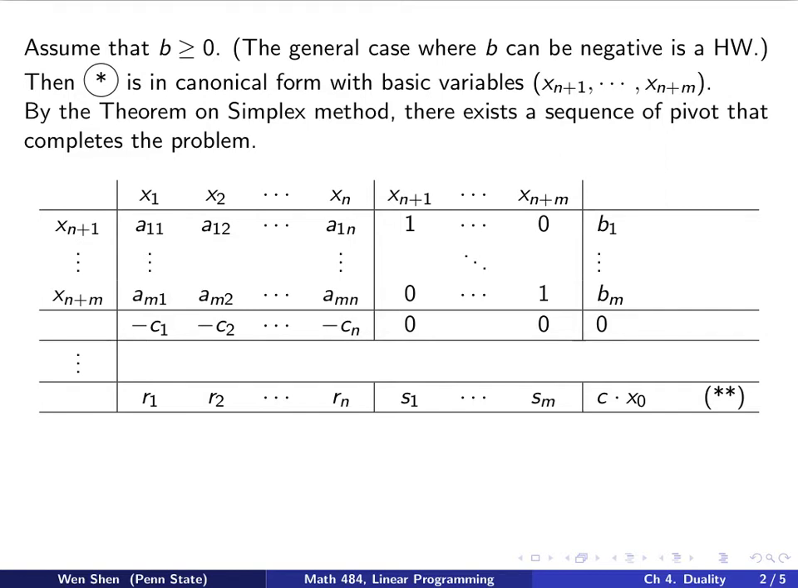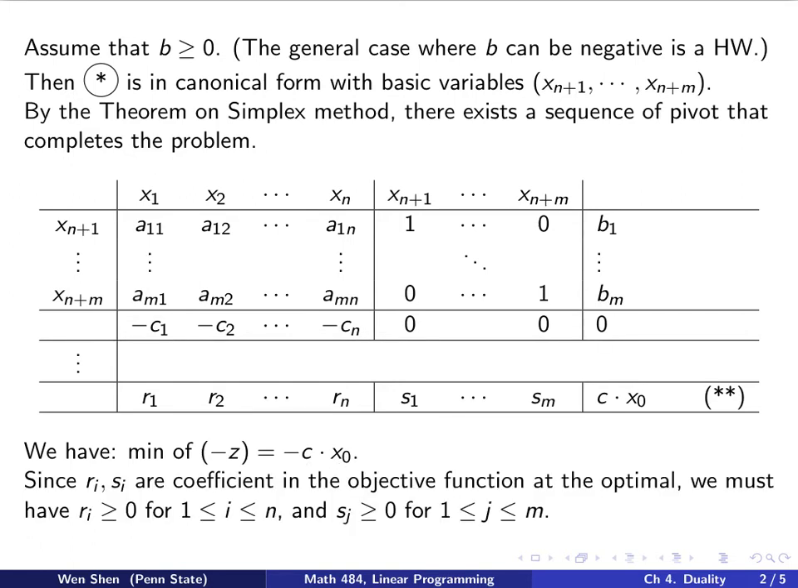Okay, what can we say about these coefficients? First, let's record. We are minimizing negative z in this problem here. So we now have negative z equal to the minimum of negative z, which is negative c dot x naught. And secondly, these coefficients are the coefficients in the objective function form at the optimal.